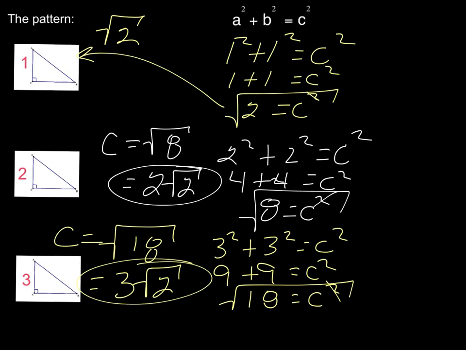So the pattern is the coefficient that you see in front really is what the length of the side is. This is our hypotenuse, so this tells you the side. If you're looking for the hypotenuse, you just put the square root of 2 at the end of it.